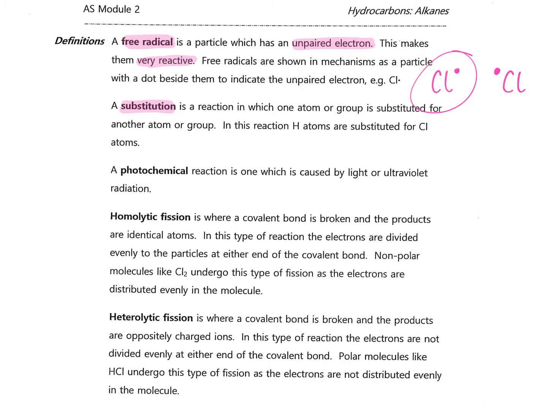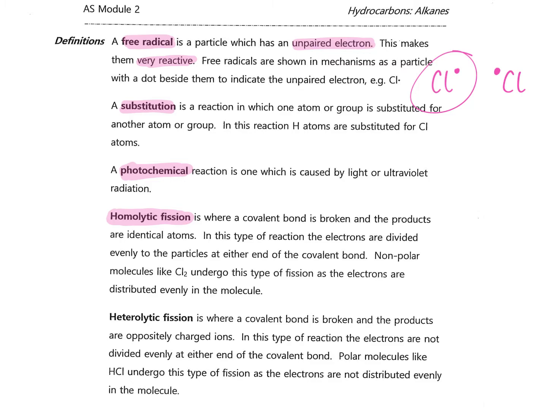A photochemical reaction, and this reaction is a photochemical reaction, is one which is caused or initiated by light or ultraviolet radiation. So essentially we need light or UV radiation to get this reaction going. So this is a photo, which literally means light chemical reaction. The next term you need to be familiar with is the term homolytic fission, and that is what happens in this type of reaction. And we'll have a look at this down at the bottom of this page as well to show you that in terms of electrons, what happens.